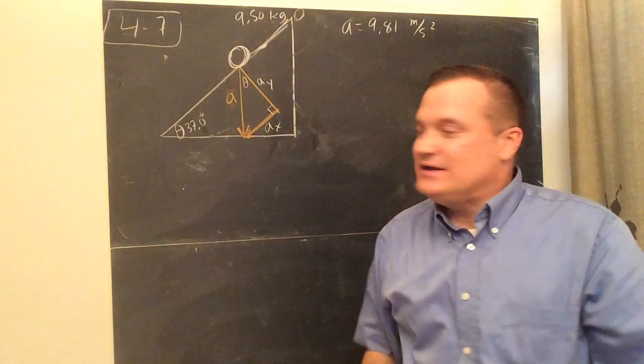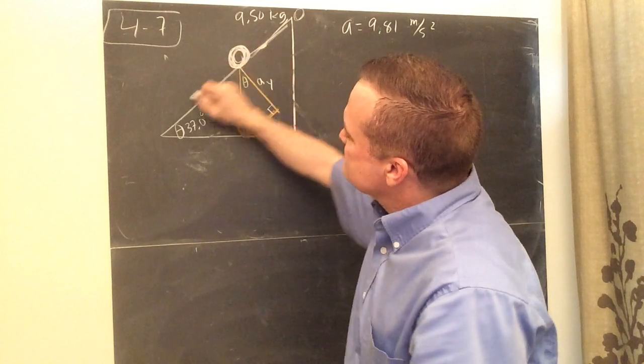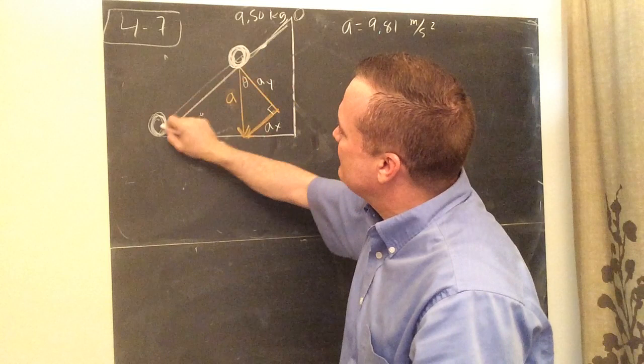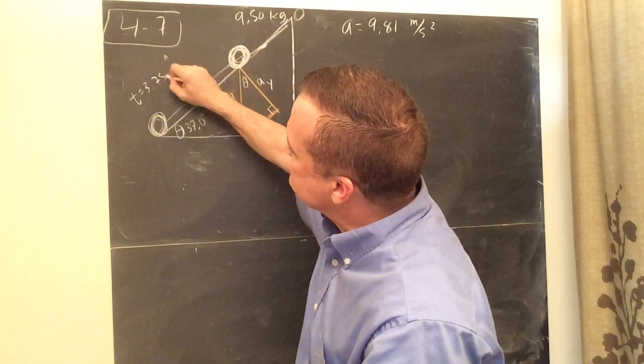Which acceleration do we need? It's going to be going down the hill. We'll just go down to here. We'll just put it right there. Just say it went from there to there, and the time was 3.75 seconds.